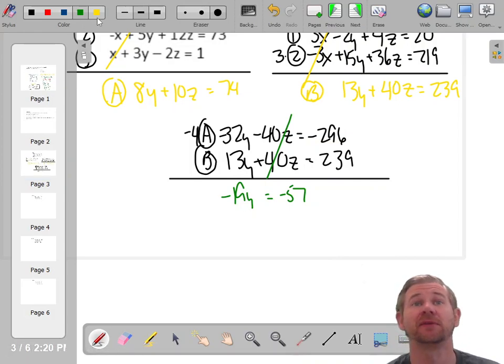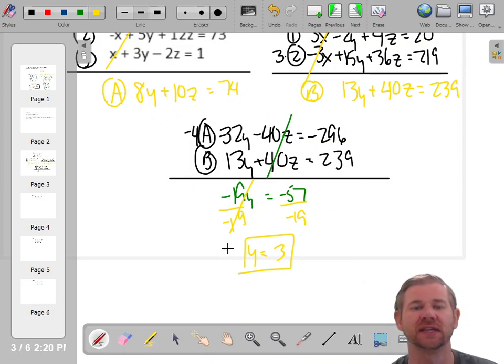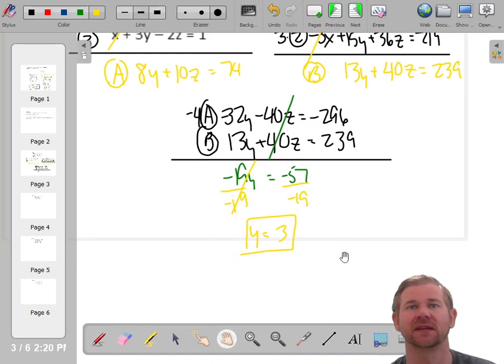It's easy now. Divide both sides by negative 19. And hopefully we get nice friendly numbers. Usually we do, at least to start off. 57 divided by 19 is positive 3. Great. Okay. We started the chain reaction. Once you get one of them, now you got to work your way back up. It doesn't matter if you plug it into A or B, which one looks easier. I'm thinking just line A because it's got smaller numbers.